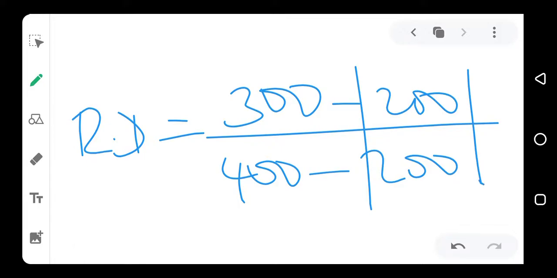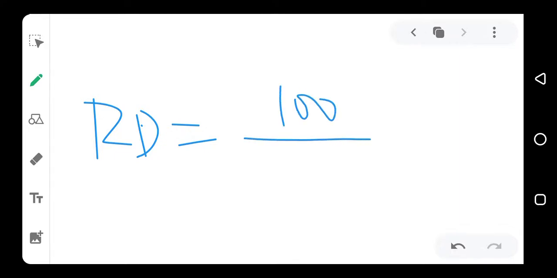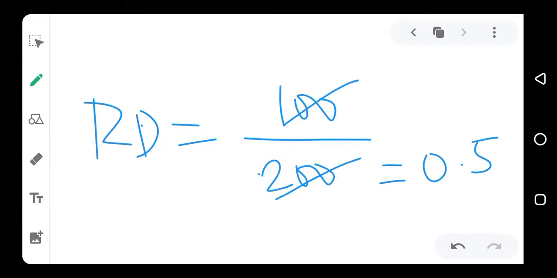Now you must make sure that the same thing is here, because in both of them we are subtracting the relative density bottle. So this one will subtract the weight of the bottle, and the one below will also subtract the weight of the bottle. So we are now going to have that the RD is equal to 300 minus 200, which is 100, over 400 minus 200, which is 200. So the RD is equal to 0.5. No units.